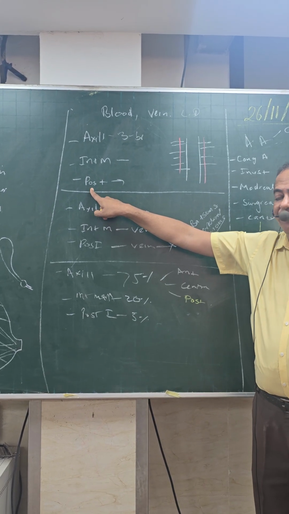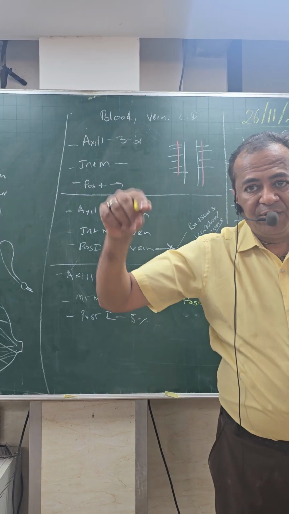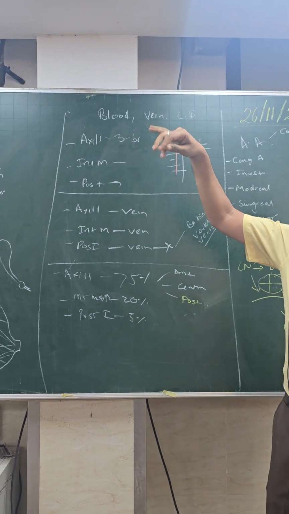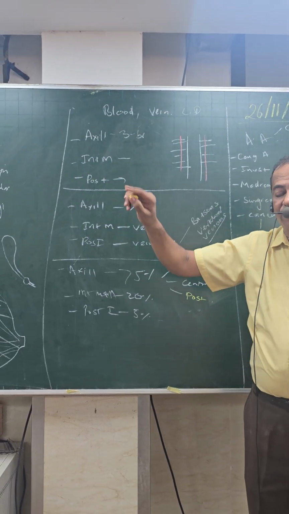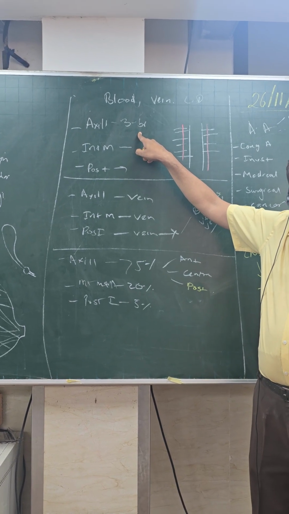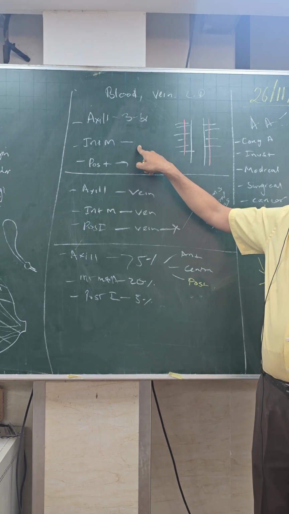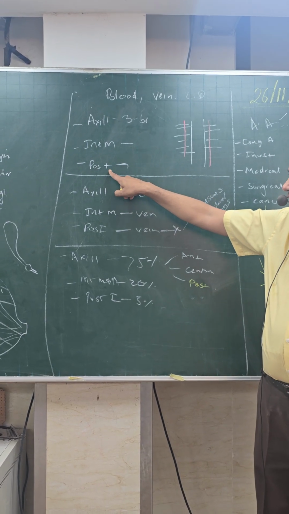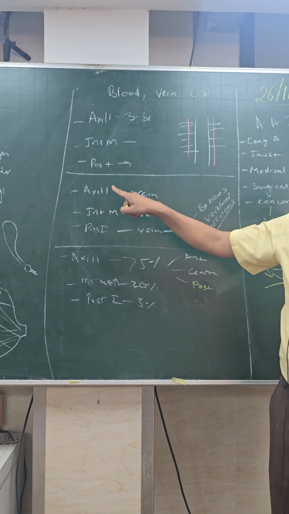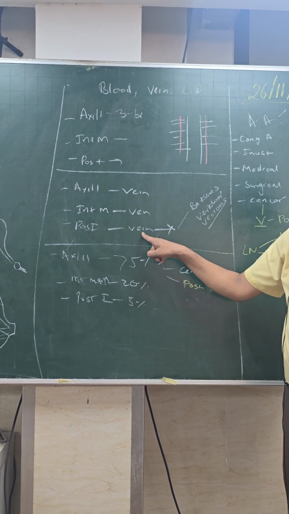Blood supply will be axillary artery and its first three branches, not the other branches like anterior circumflex humeral. The first three branches: the lateral thoracic is the main, the superior thoracic, the acromiothoracic. Then internal mammary artery, that is internal thoracic artery, and posterior intercostal artery, branch of thoracic aorta. Venous drainage: axillary vein, internal mammary vein, posterior intercostal vein.